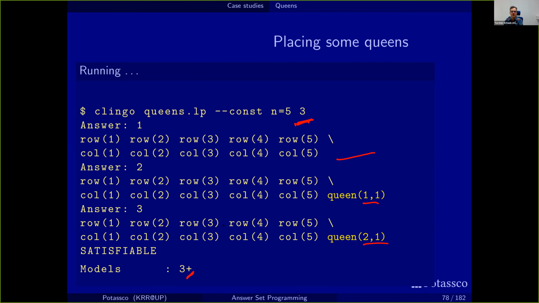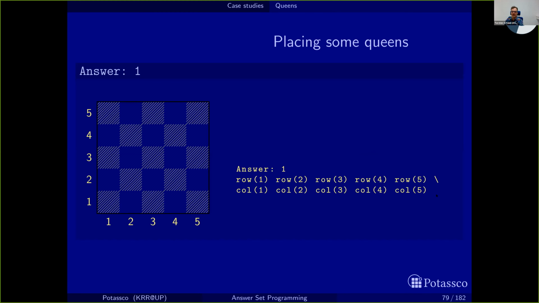So just graphically showing this, now this is the first solution, where there's no queen, and you see there's actually no queen here on the board. Second, there's a queen on 1-1. Here it is. Third, there's a queen on 2-1. Here it is, and you can see a little bit how this goes. Now these are more or less the guesses we made.